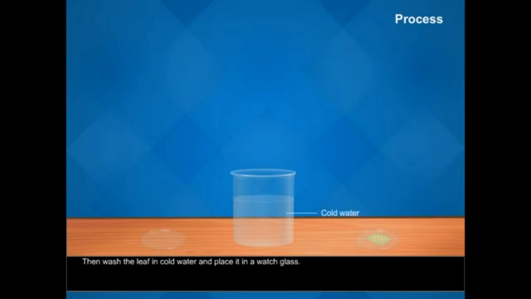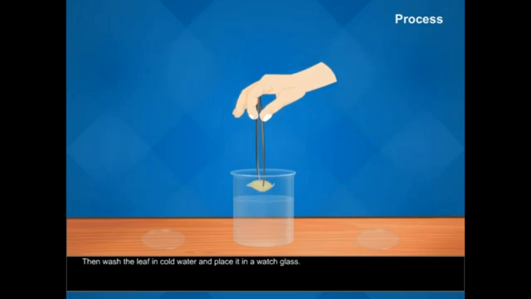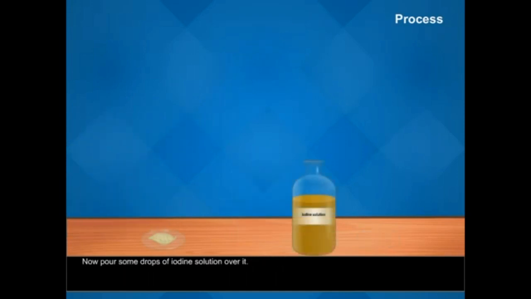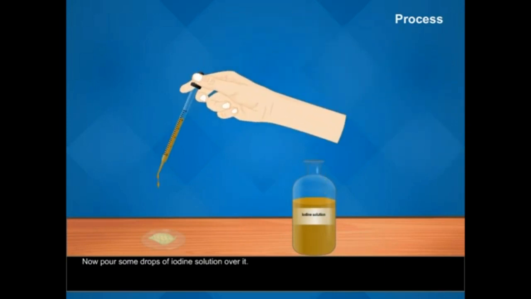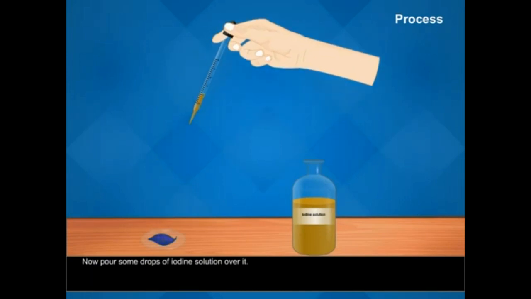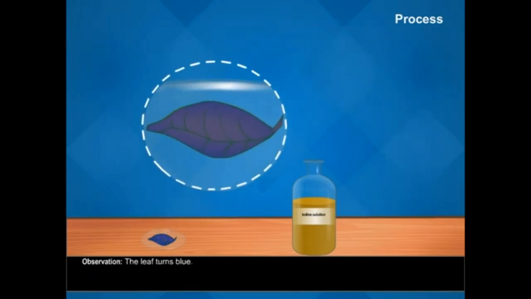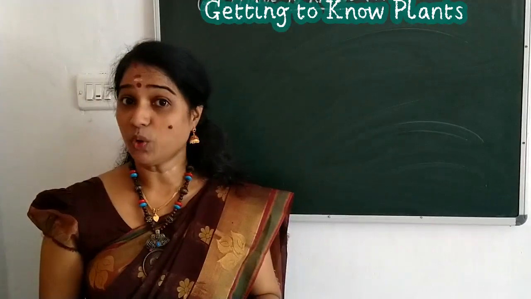Then wash the leaf in cold water and place it in a watch glass. Now pour some drops of iodine solution over it. Observation: the leaf turns blue. I hope it is very clear. Shall we move on to the next session?